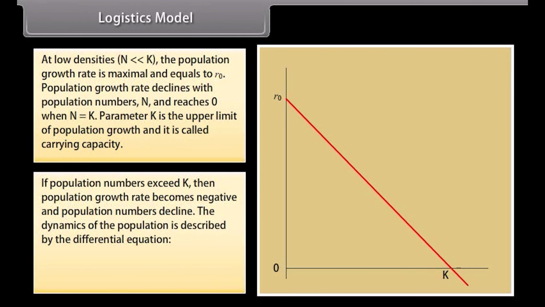If population numbers exceed K, then population growth rate becomes negative and population numbers decline. The dynamics of the population is described by the differential equation dn by dt equals Rn equals R0 n into 1 minus n by K.